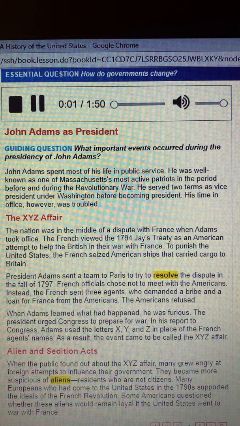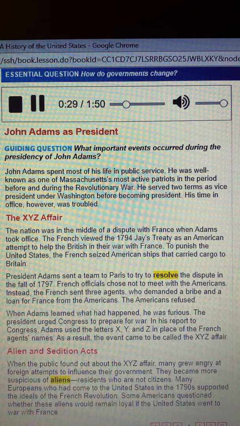John Adams as president. Guiding question: What important events occurred during the presidency of John Adams? John Adams spent most of his life in public service. He was well known as one of Massachusetts' most active patriots in the period before and during the Revolutionary War. He served 2 terms as vice president under Washington before becoming president. His time in office, however, was troubled.